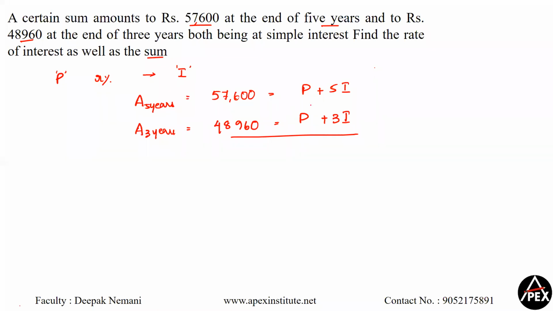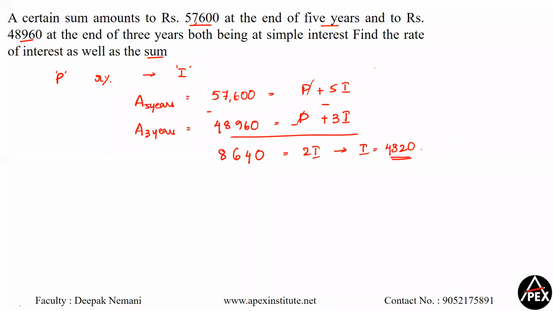Now we have two variables here, two equations. Now let's solve them. Okay, so what do we have here? 8640 is equal to P and P will get cancelled 2I, or I can say interest is equal to 4320.